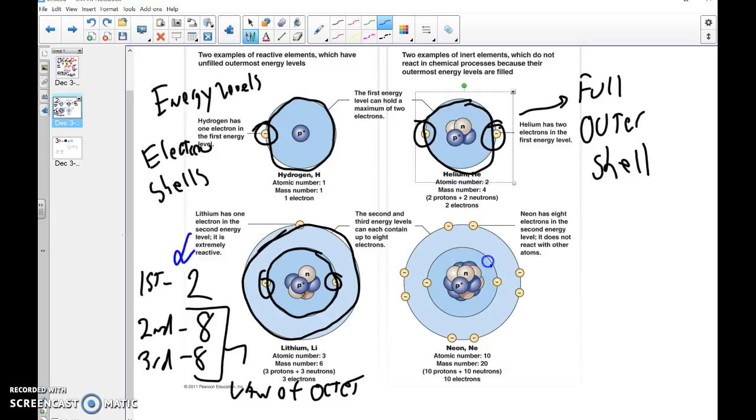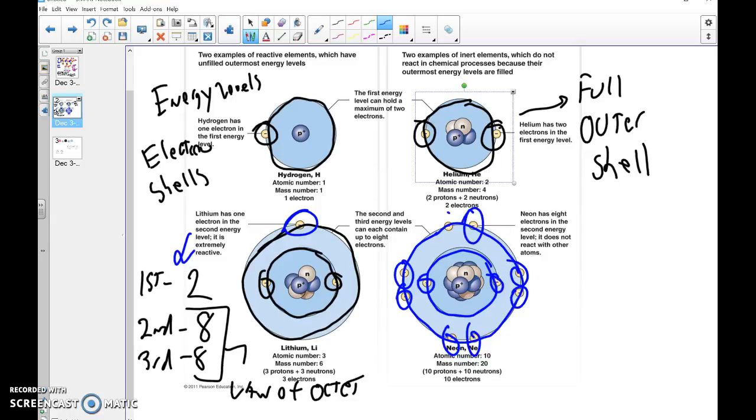Now you look down here. I got 1, 2. It's the same as here. So that energy level's full. But then when I go here, to this second level, the lithium over here only has 1. It's not full. But this neon over here has 1, 2, 3, 4, 5, 6, 7, 8. And you'll notice right here, that's how many it holds. So it has a full outer shell. That means it doesn't react. All right? Full outer shell is a key idea when it comes to chemistry.